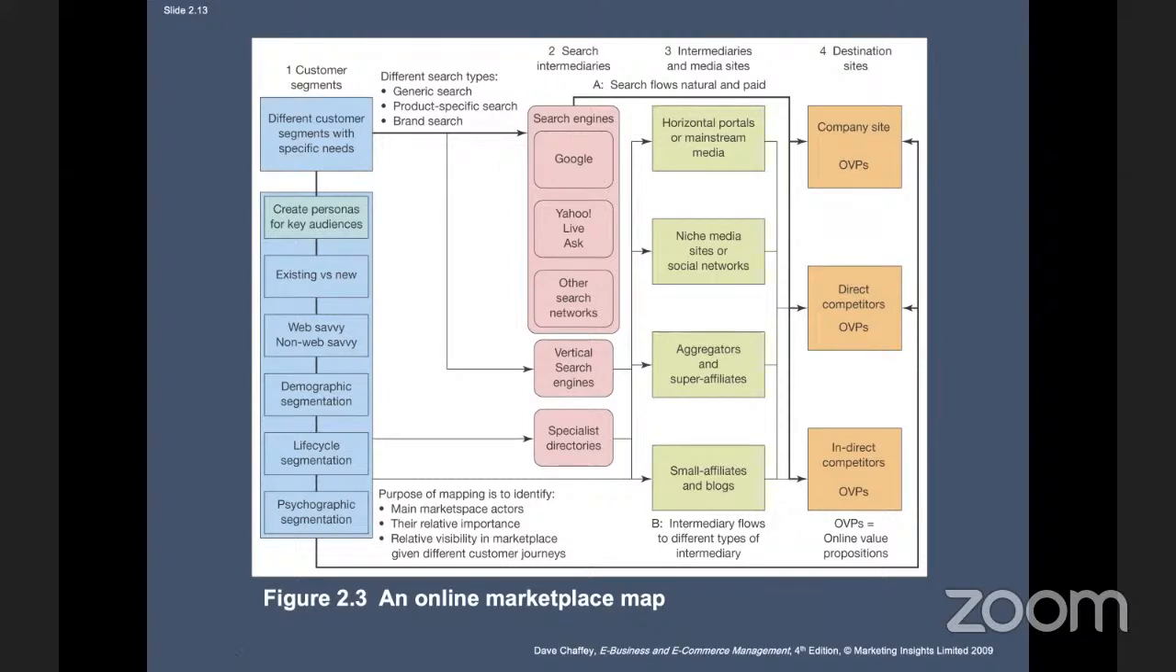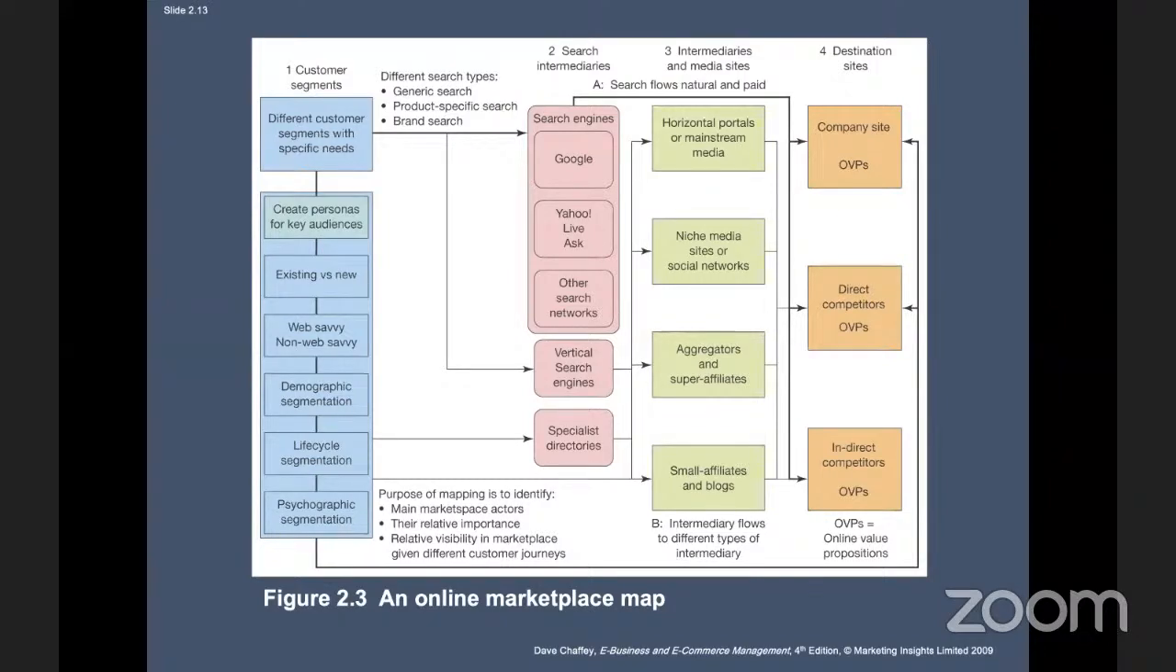Then from the search engines towards the horizontal portals, mainstream media, niche media sites, social networks, aggregators and super affiliates, and then small affiliates and blogs. And finally, directly these search engines go, or indirectly it goes to the company site, OVPs, direct competitor OVPs, and indirect competitors OVPs. OVPs here stands for online value propositions.